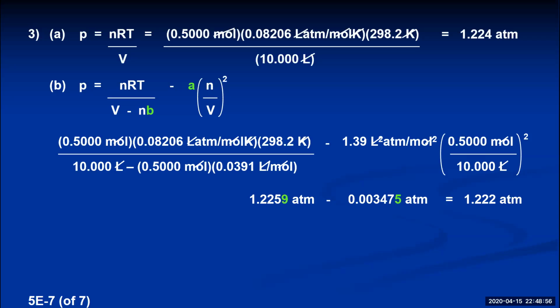So as would be expected, the pressure of the real gas would be slightly lower because real gas molecules attract, so the molecules don't hit the inside walls of the container quite as hard. But in this case, the difference between the ideal gas law equation and the van der Waals equation is only 0.2%. And so for that very small difference, that's the reason why the van der Waals equation is hardly ever used.